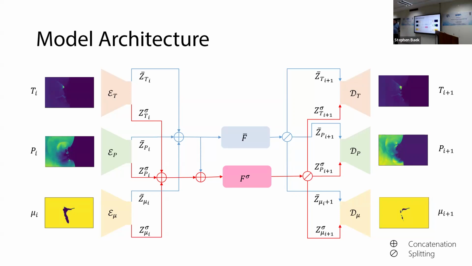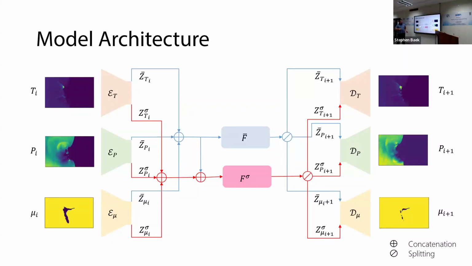Yes, the coupling across the 3 fields is learned by F bar. The variational autoencoder was trained separately. So the T encoder only encodes T, and there's nothing about the pressure or microstructure. The same goes for the P encoder and the mu encoder. But then they get coupled by the dynamics, is what's going on. Good question. Other questions?